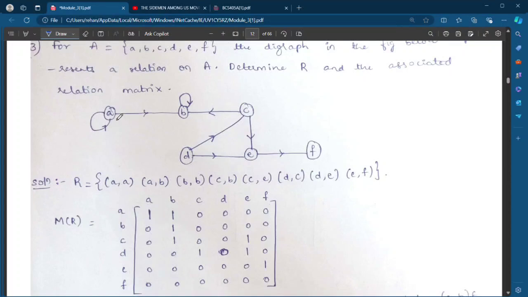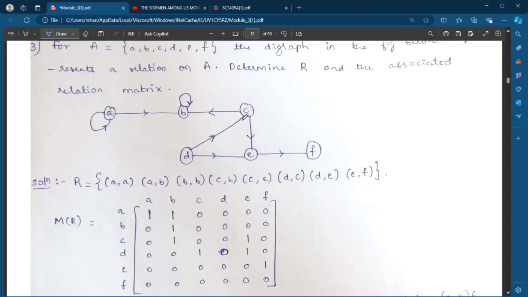Okay, now see, A to A I have, I'll write 1. A to B I have, I'll write 1. Then A to C I do have, no. A to D, E, F, no. Then I'll come to B. B to A, no, I don't have. B to B I have, yes. B to C I have, no. See, they have given the direction. It is not there. That's it. So only B to B, that's it.